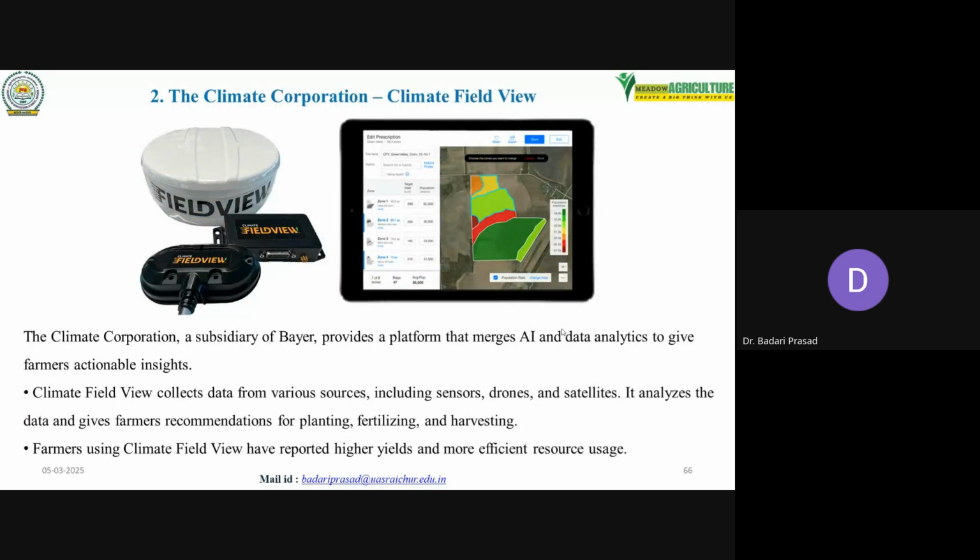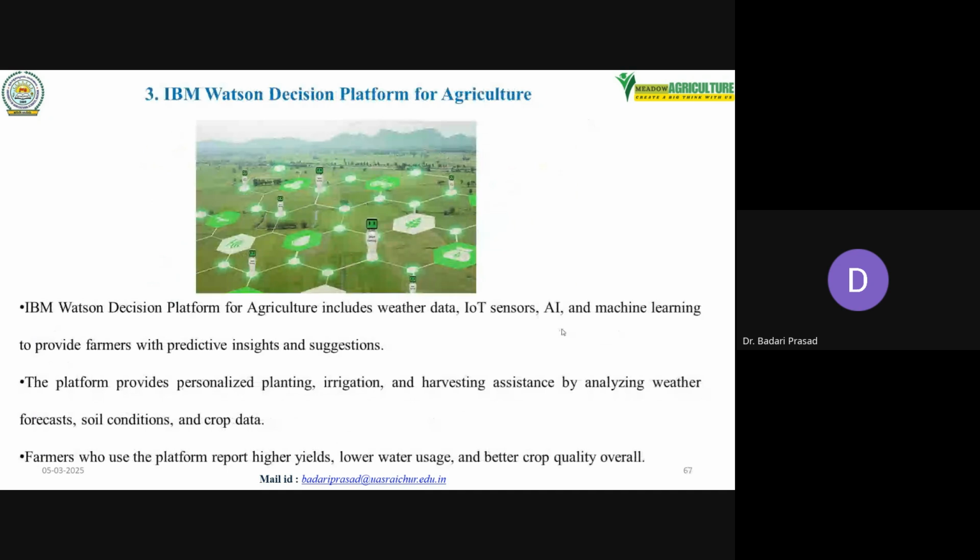The Climate Corporation, Climate FieldView. The Climate Corporation, a subsidiary of Bayer, provides a platform that merges AI and data analytics to give farmers actionable insights. Climate FieldView collects data from various sources, including sensors, drones, and satellites. It analyzes the data and gives farmers recommendations for planting, fertilizing, and harvesting. Farmers using Climate FieldView have reported higher yields and more efficient resource usage.